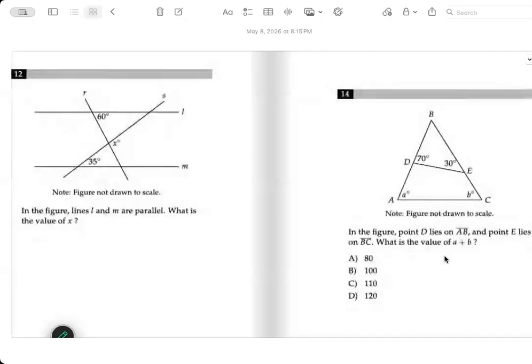Okay. Now let's try this one. This seems a little bit difficult. Let's see. This is a good one actually. See, as we move up on a particular topic, the questions get harder. You can have the answers as 12 and 14. Lines L and M are parallel. What is the value of X? Oh, this is not a hard one.